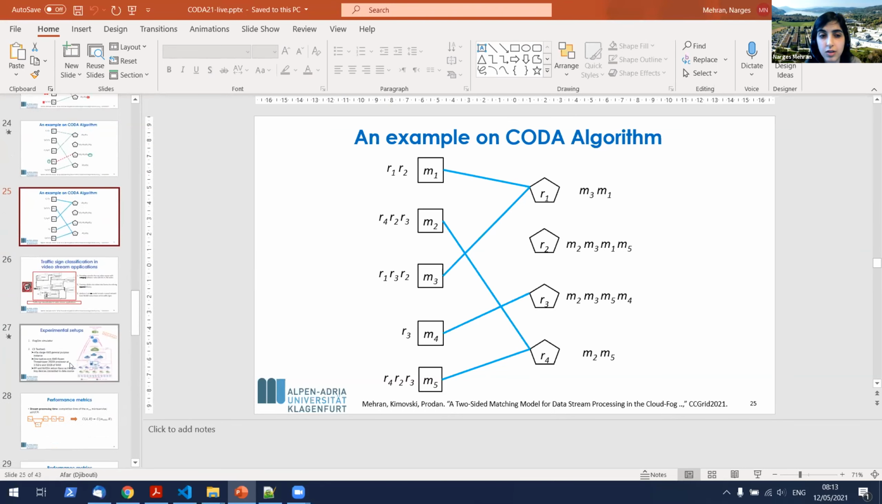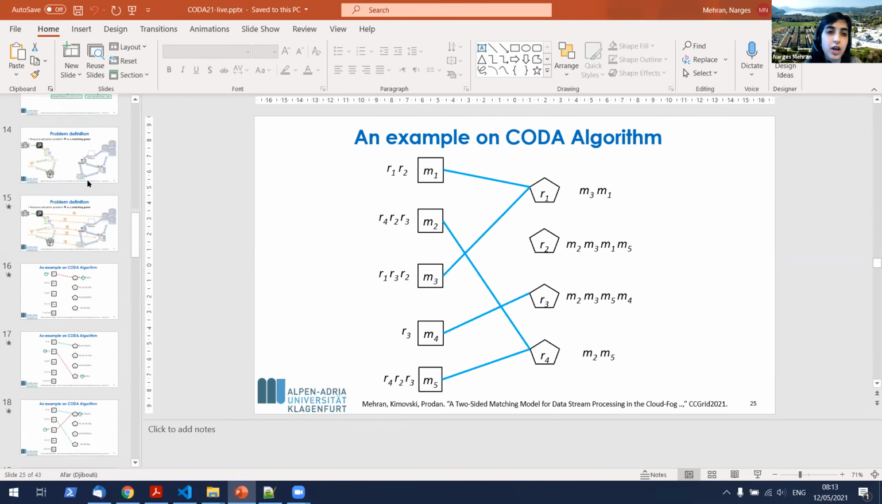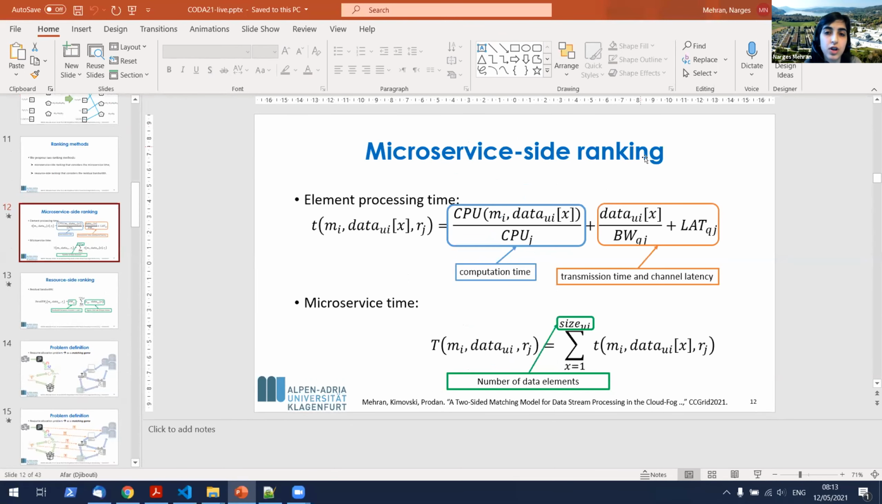I'm not sure if I could get the question. So it's difficult to know in advance or to presuppose the processing times or data size. How do you handle that? So that's why we tried to consider the element processing time. Firstly, we divide the data stream into different numbers of elements, and based on each element, we try to guess whether this microservice, while receiving this data element, will be able to process that sort of application or not.